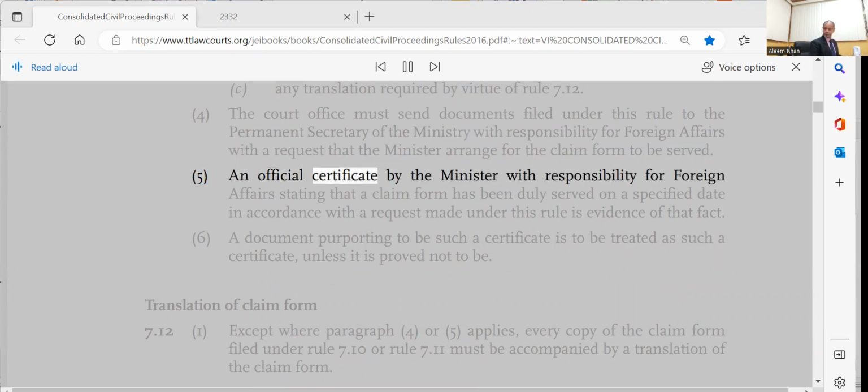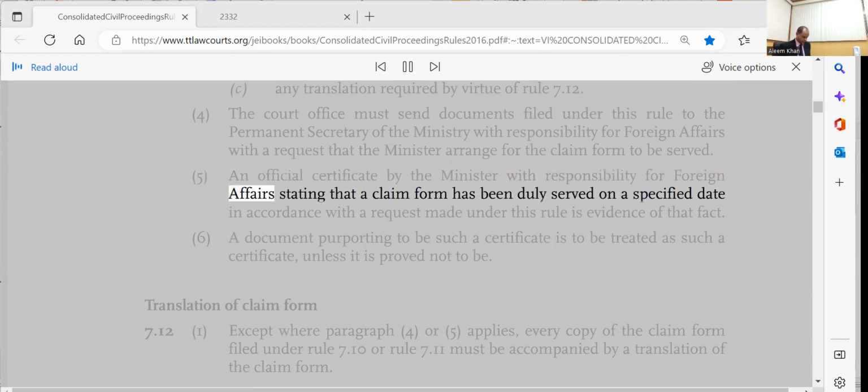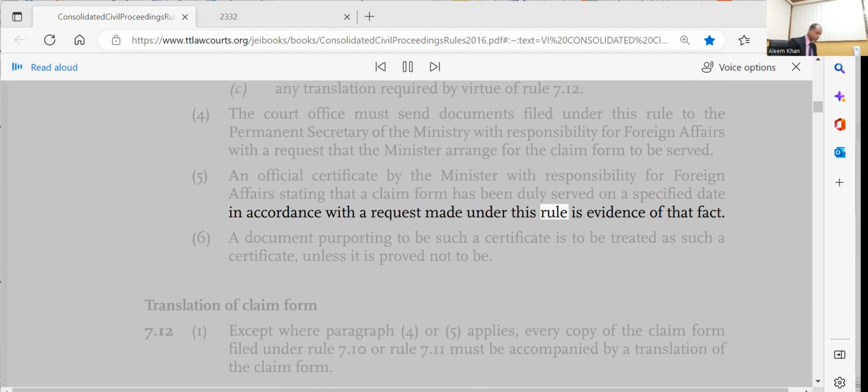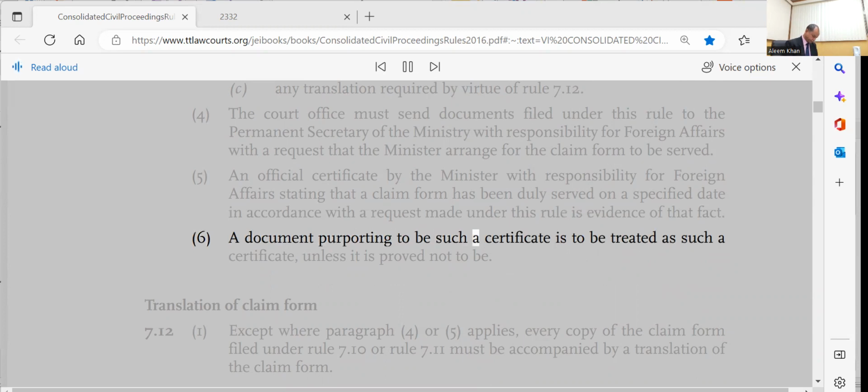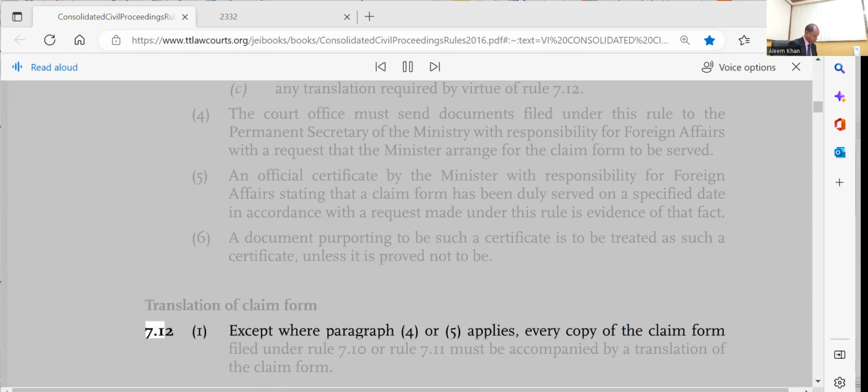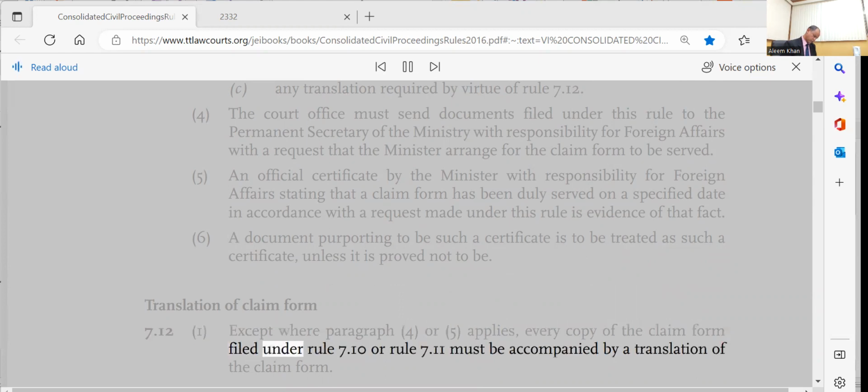5. An official certificate by the minister with responsibility for foreign affairs stating that a claim form has been duly served on a specified date, in accordance with a request made under this rule, is evidence of that fact. 6. A document purporting to be such a certificate is to be treated as such a certificate, unless it is proved not to be. Translation of claim form. 7.12(1), except where paragraph 4 or 5 applies, every copy of the claim form filed under Rule 7.10 or Rule 7.11 must be accompanied by a translation of the claim form.